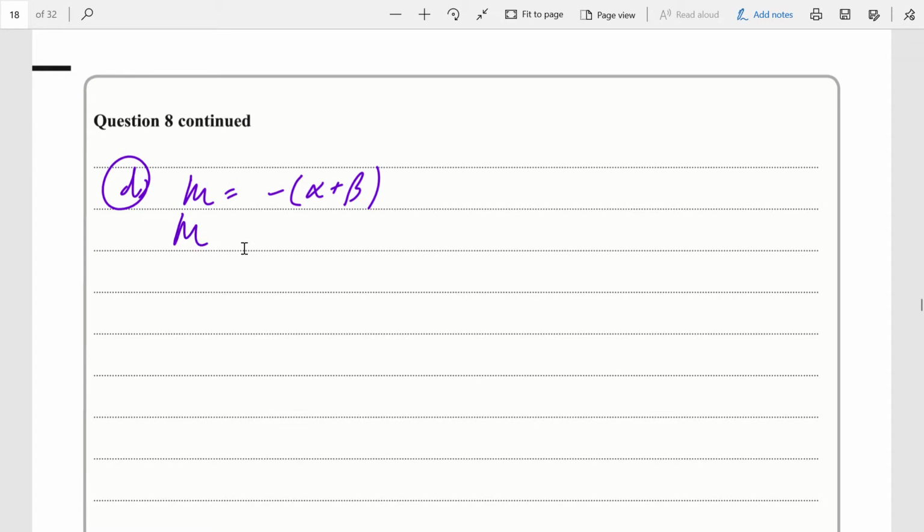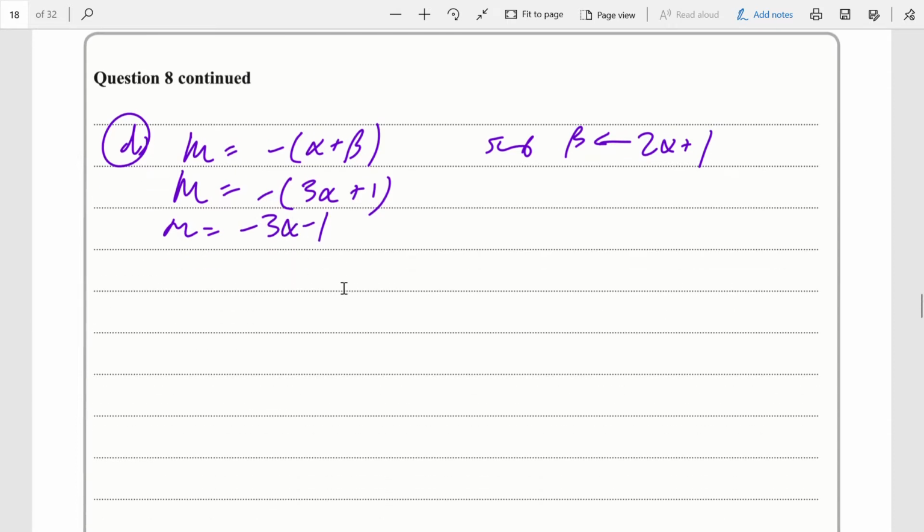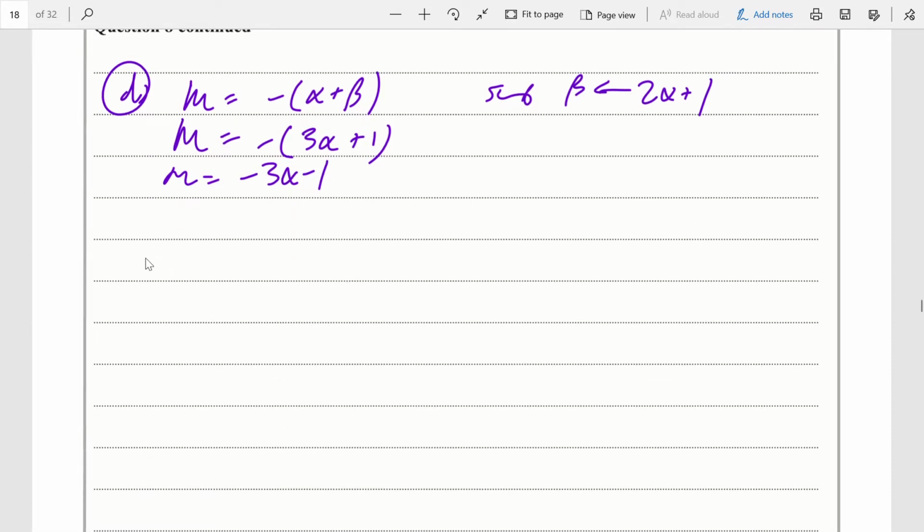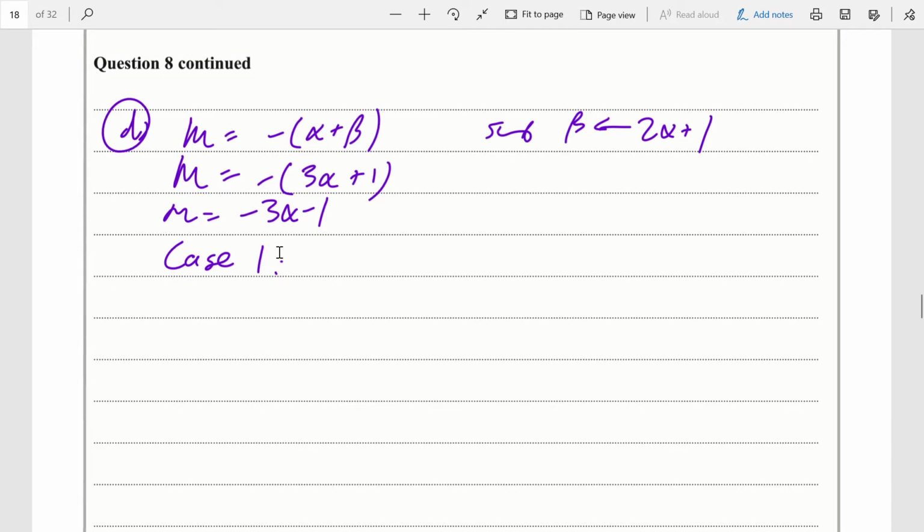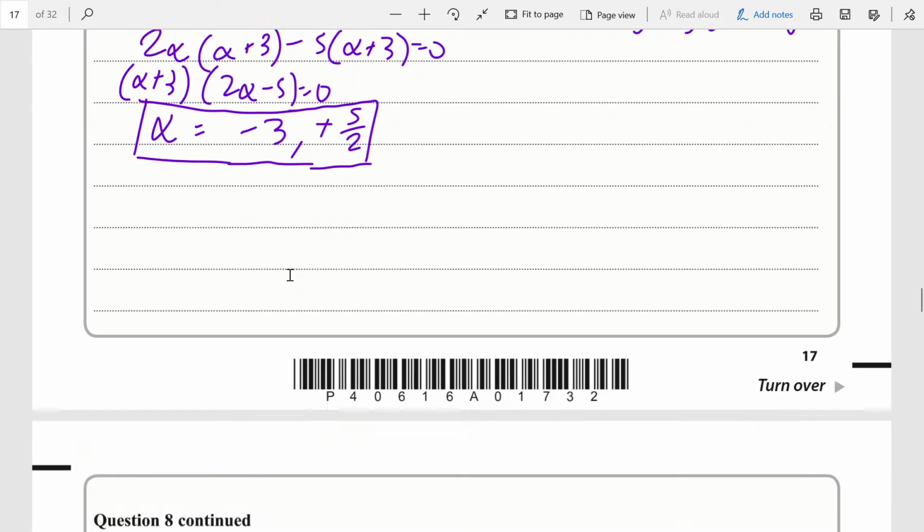So given that beta is 2 alpha plus 1, we are going to say that m is negative 3 alpha plus 1, or m is minus 3 alpha minus 1. So at this point it's just easy casework. So case 1 that we determined was that alpha would be negative 3.